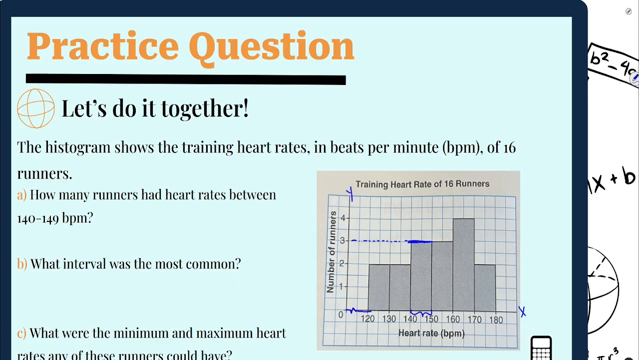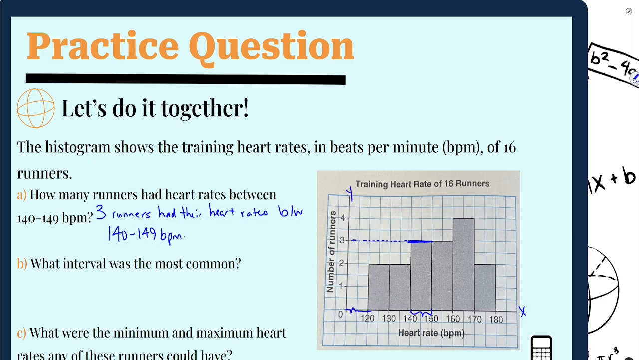So for part A, we would say 3 runners had their heart rates between 140 to 149 beats per minute.